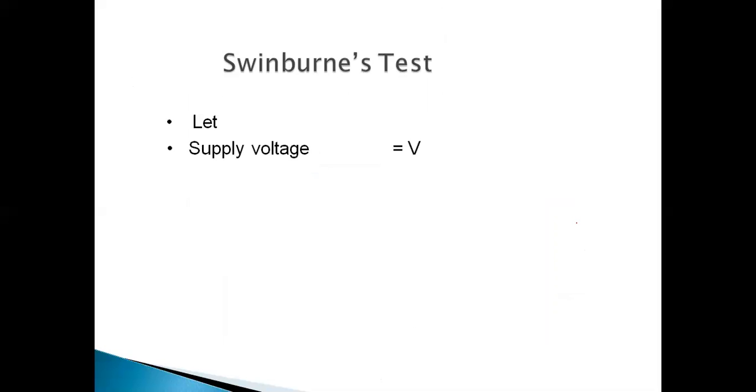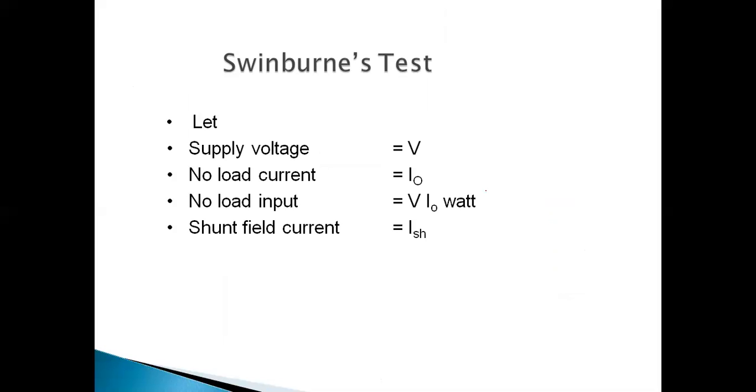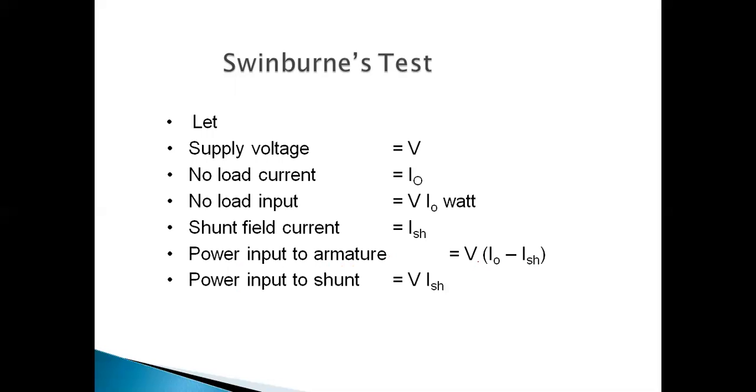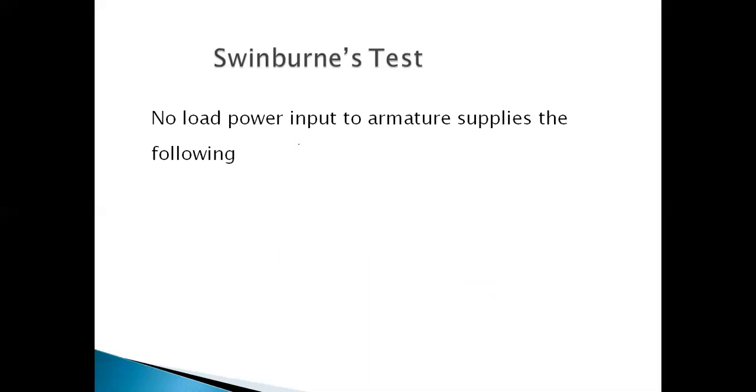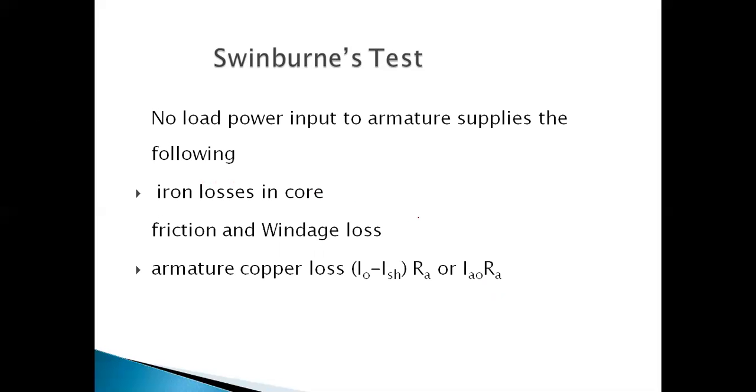Let supply voltage be V and no load current be I0. No load input power is the product of these two, which is V into I0. Shunt field current is ISH, so power input to armature is V into (I0 minus ISH), which is V into IA0. Then power input to the shunt is V into ISH. No load power input to the armature supplies the following, as I said just now: iron losses in the core, friction and windage losses, and armature copper losses.